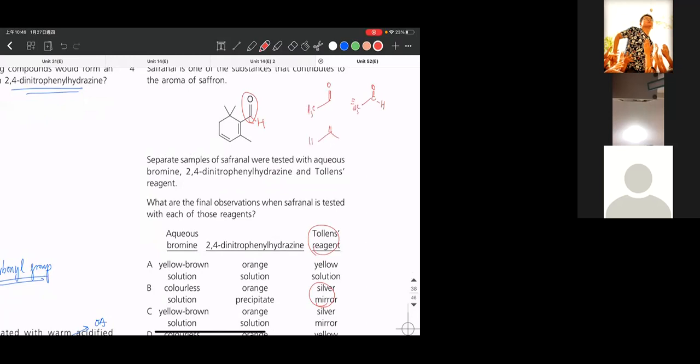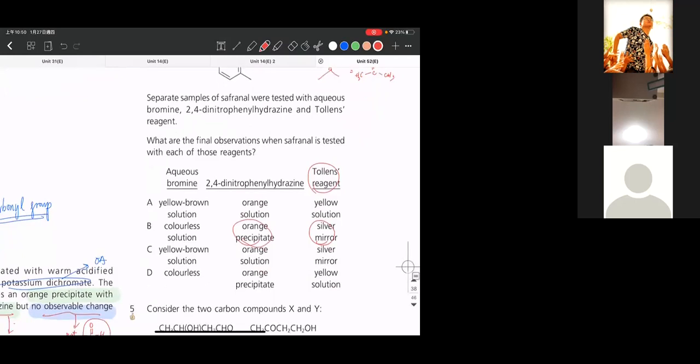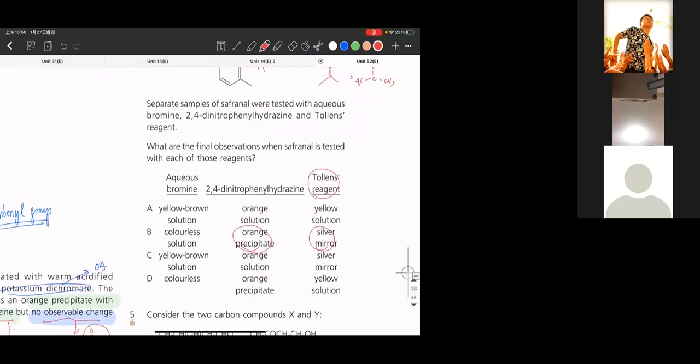Now, for example, if the structure is this, we will call that a propanol, right? So be aware of the way to draw the answer, right? And 2,4-dinitrophenylhydrazine, of course, positive result. I don't know whether it's orange or yellow or red. I don't know. Just a PPT.